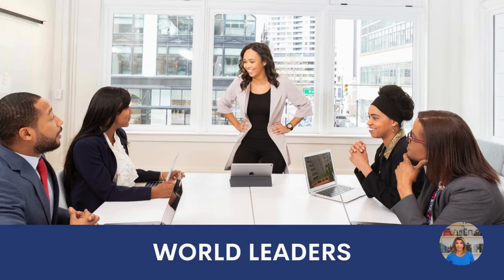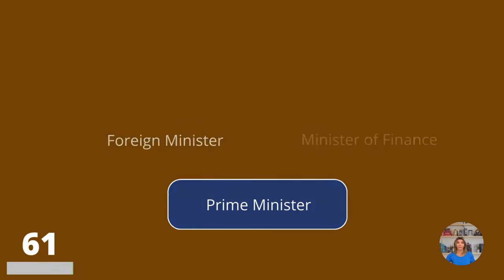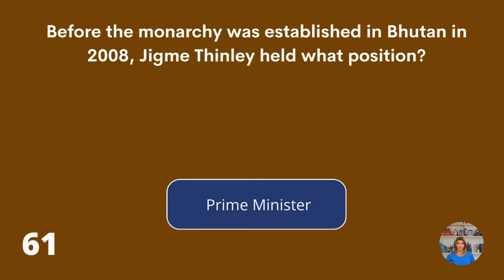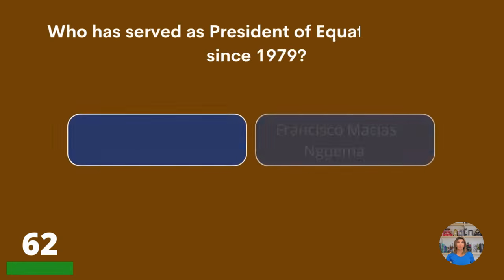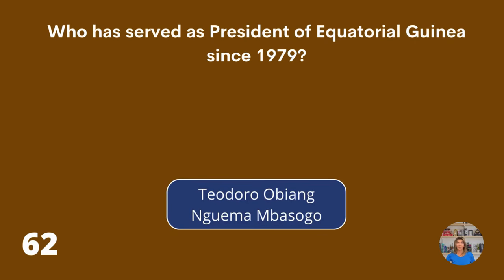Let's move on to world leaders for question 61. Before the monarchy was established in Bhutan in 2008, Jigme Thinley held what position? Foreign Minister, Minister of Finance, or Prime Minister? Prime Minister. Who has served as President of Equatorial Guinea since 1979? Carlos Villalobos, Francisco Macias Nuema, or Teodoro Mbasogo? Teodoro Mbasogo.